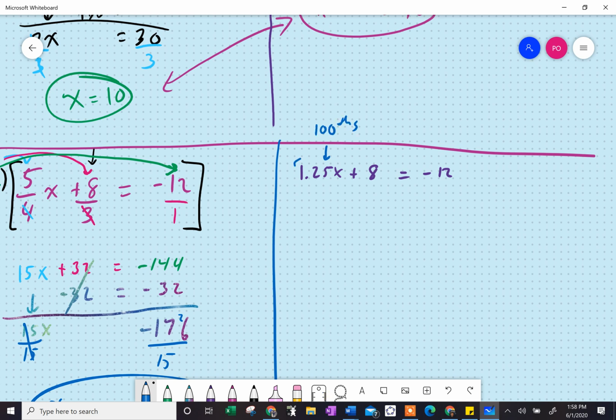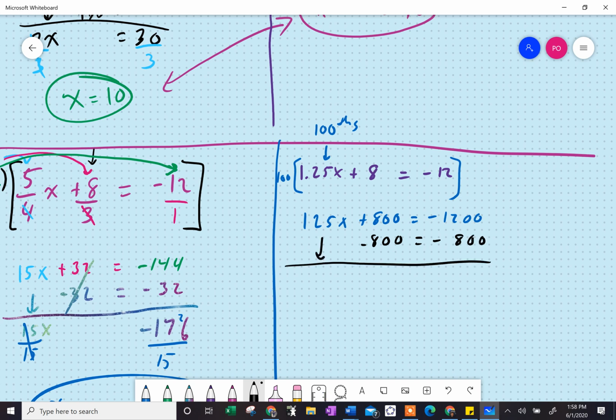So now I'm going to have to multiply everything by 100. And let's see what happens when I do. 100 times 1.25 becomes 125x plus 800 equals a negative 1200. I'm going to subtract 800. And this gives me 125x equals a negative 2000. Oh, this might actually work. I'm going to divide by 125. x equals, let's see, 125 times 4 is 500. So 125 times 16 must be 2000. So that should be a negative 16.